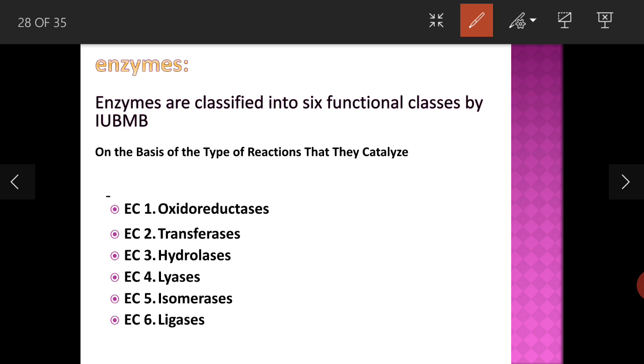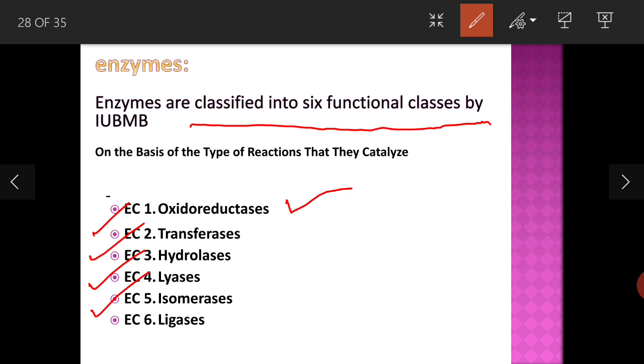Coming to enzyme classification now. According to this IUPMB system, enzymes are classified into 6 functional classes based on the type of reaction they catalyze. The first is oxidoreductases, second transferases, third hydrolases, then lyases, isomerases, and the sixth class is ligases. The acronym for these enzyme classes is OTHLIL, so you can easily remember all the enzyme classes by this acronym.